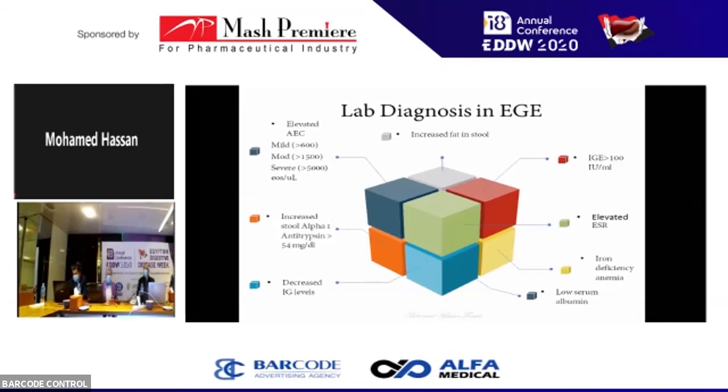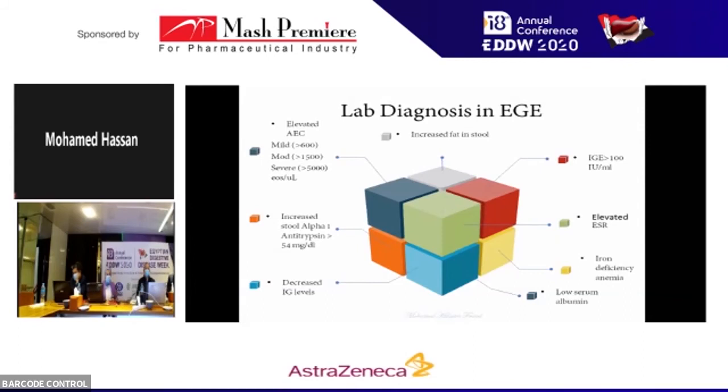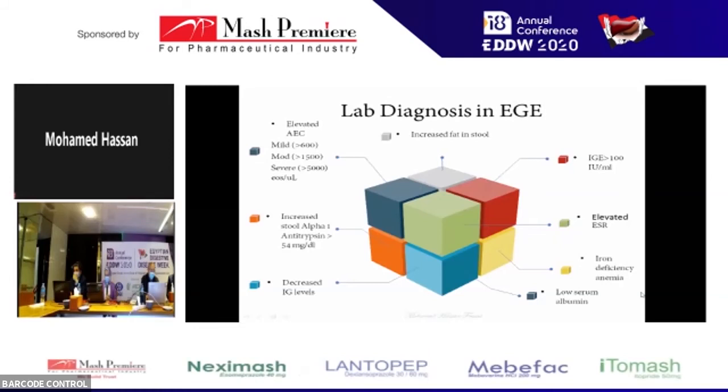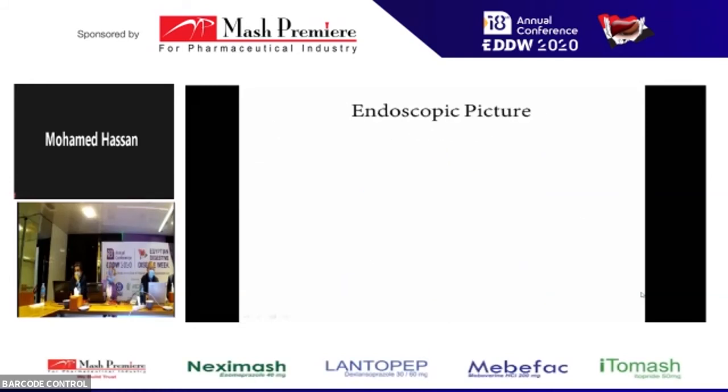Also, there is increased stool alpha-1 antitrypsin due to protein loss in stool. There are decreased immunoglobulin levels due to loss of protein. There is increased stool fat. Usually the IgE is elevated, the ESR is elevated, there is iron deficiency anemia, and there is low serum albumin.